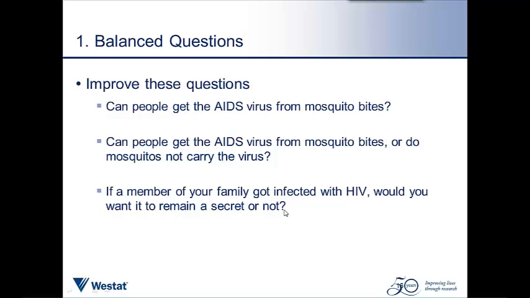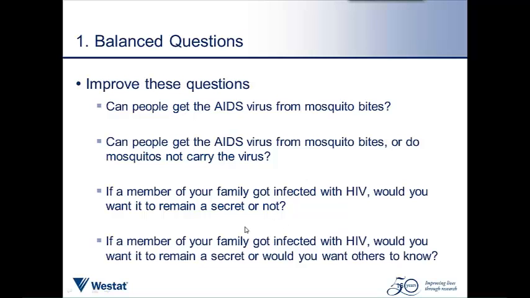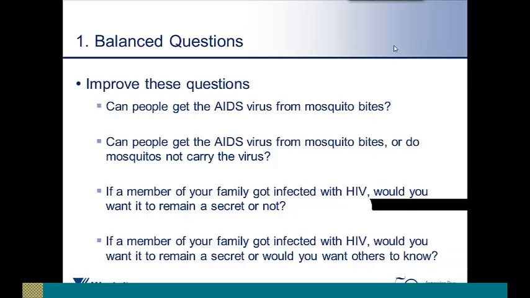Another example might be, if a member of your family got infected with HIV, would you want it to remain a secret or not? One of my concerns that I've seen a lot over the years in the way people write survey questions is the idea of presenting the other side of the issue by just putting or not at the end of the question. I don't think that's the best way to present both sides of the issue. What I prefer is to really present something that explains to the respondent what it means if you don't agree with the argument. So what I suggest here is, if a member of your family got infected with HIV, would you want it to remain a secret, or would you want others to know?